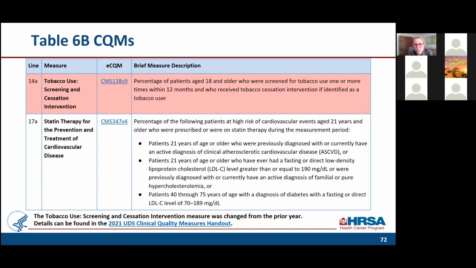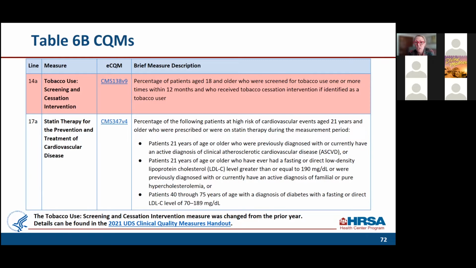But for the numerator, one critical note is that statin therapy must be through the end of the year. So the patient must have received an order or a prescription that goes through the end of 2021. A prescription in 2020 that covers most of 2021 that is not reordered or refilled by the clinic will not meet the measure.